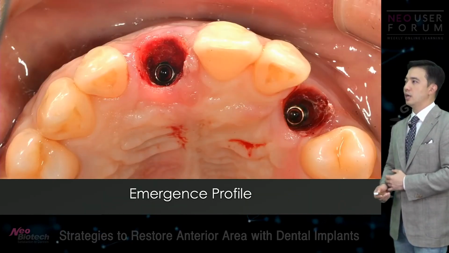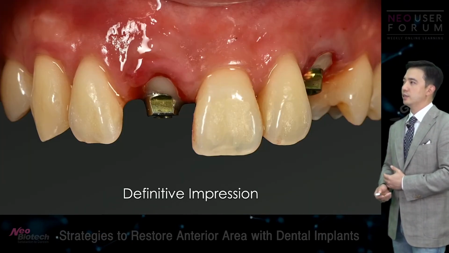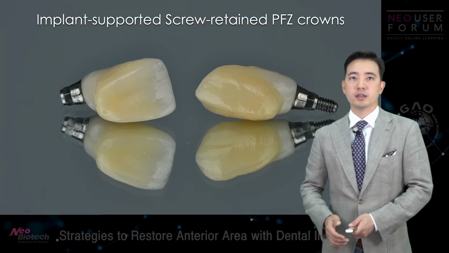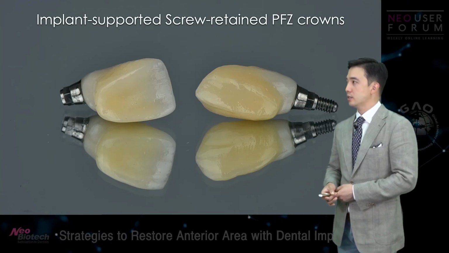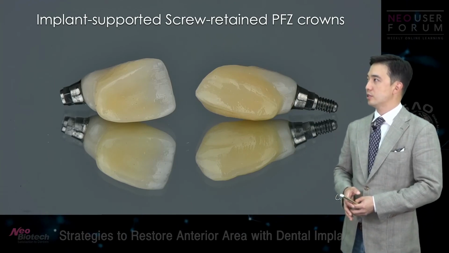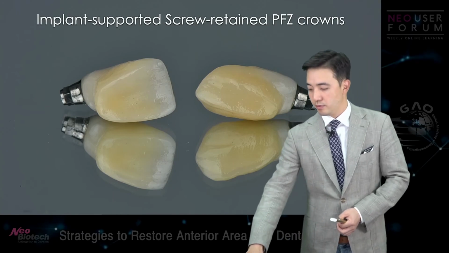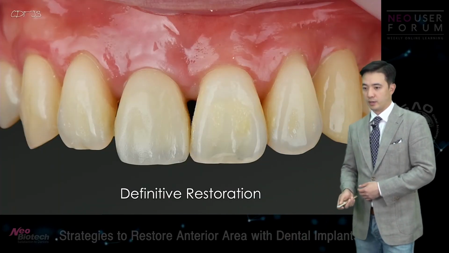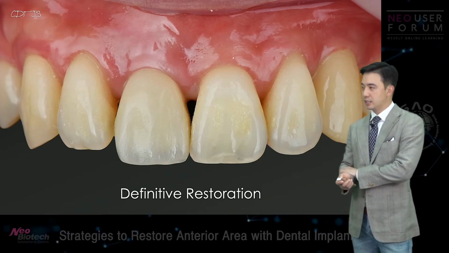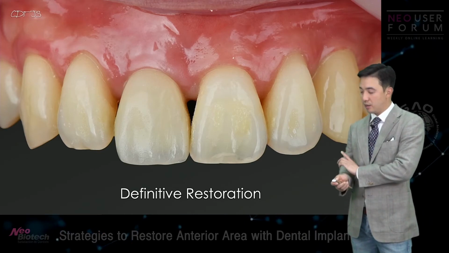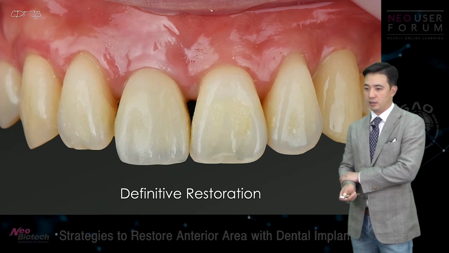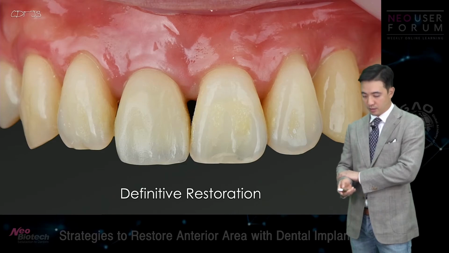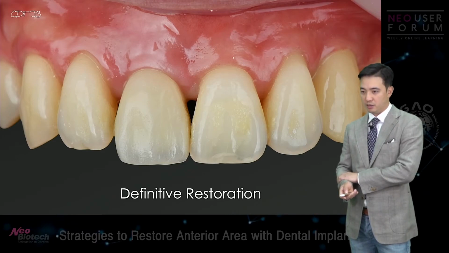So this is how I created the emergence profile, made the impression. Okay, we're back at the case. So for this particular case, implant supported screw retained PFZ crowns were fabricated and delivered, right? Not bad, huh? Well, I did have a little bit of loss of papilla, I would say, here, but no big deal.